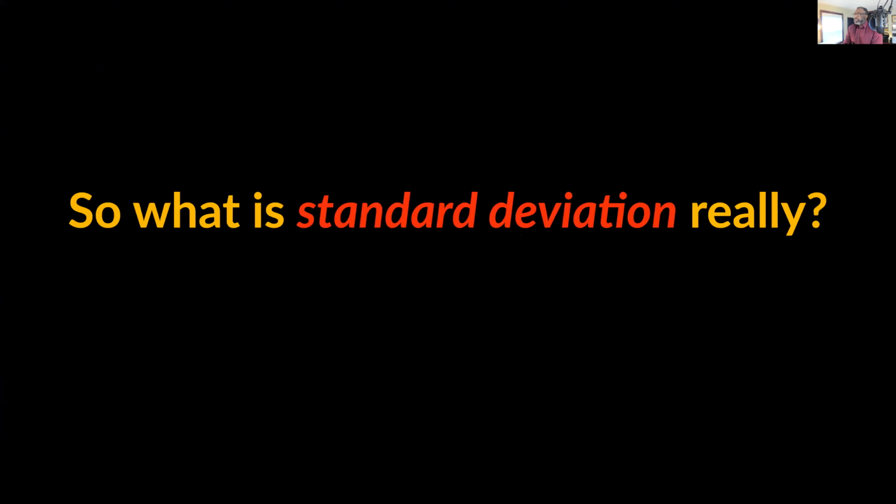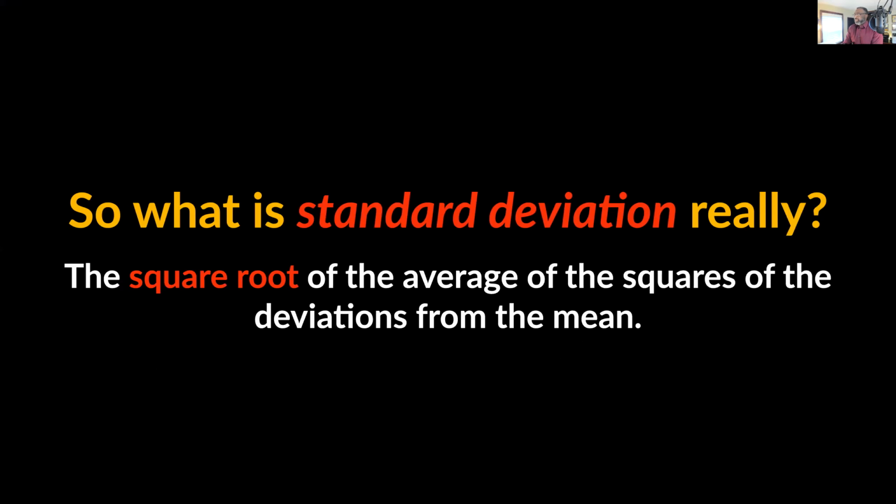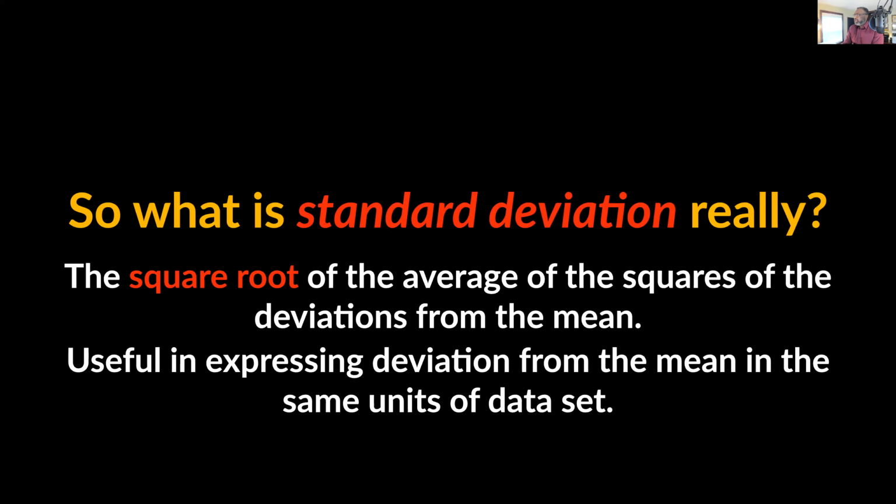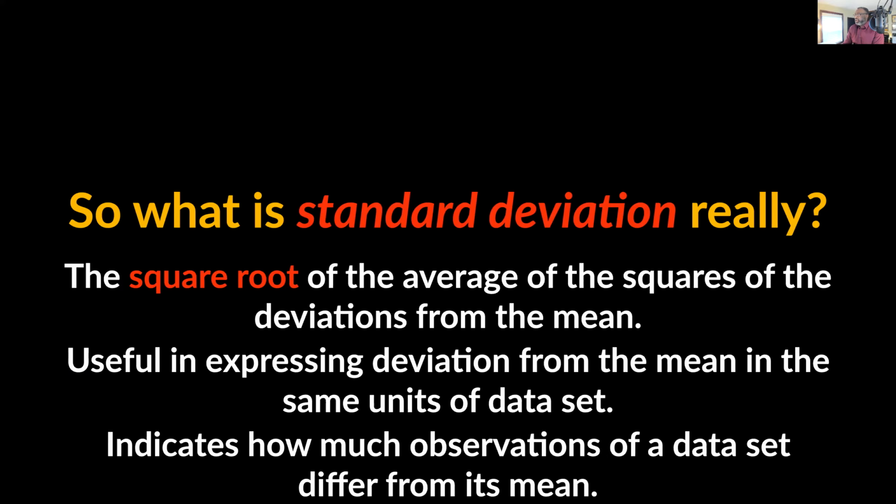So we're going to talk about standard deviation, and basically it's the square root of the averages of the squares of the deviation from the mean. So in this case, it's the square root of 399.6, which I believe is like 19, I think. It's useful in expressing deviation from the mean in the same units of the data set. And it indicates how much observations of a data set differ from its mean.